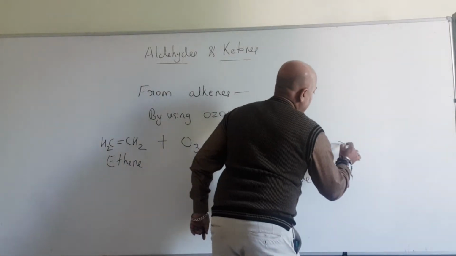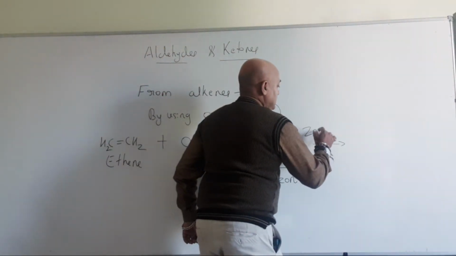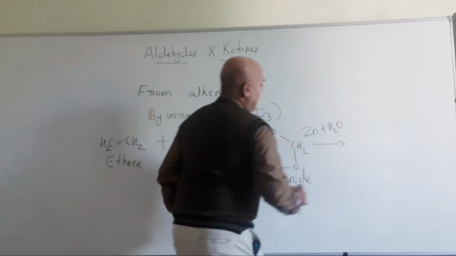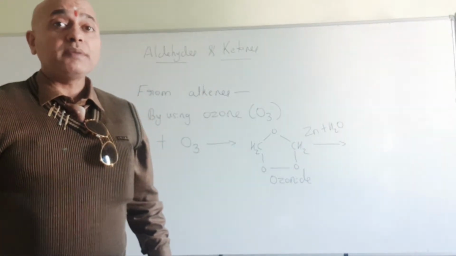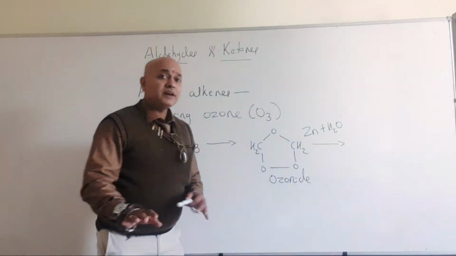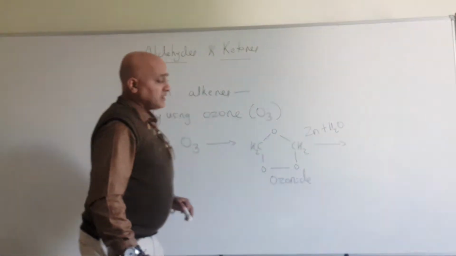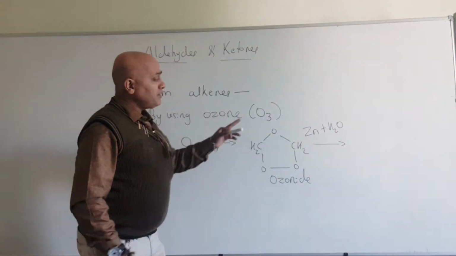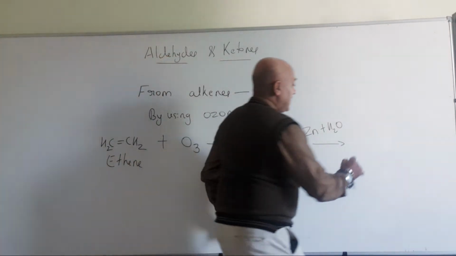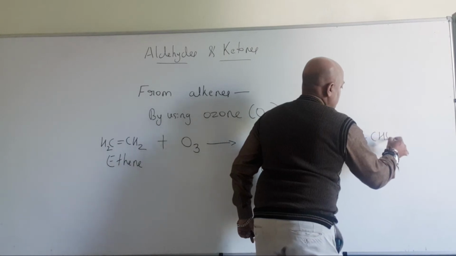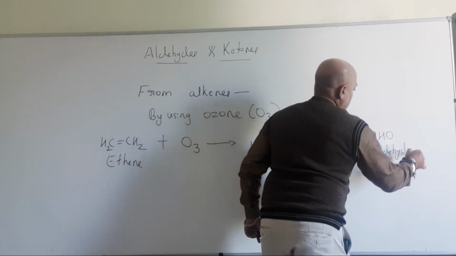This ozonide intermediate will be hydrolyzed in the presence of zinc. There will be formation of an aldehyde, the common aldehyde that will be formed when this type of alkene is taken. Now, when I am talking about hydrolysis, one H will go with this oxygen. So we have HCHO, that is formaldehyde.